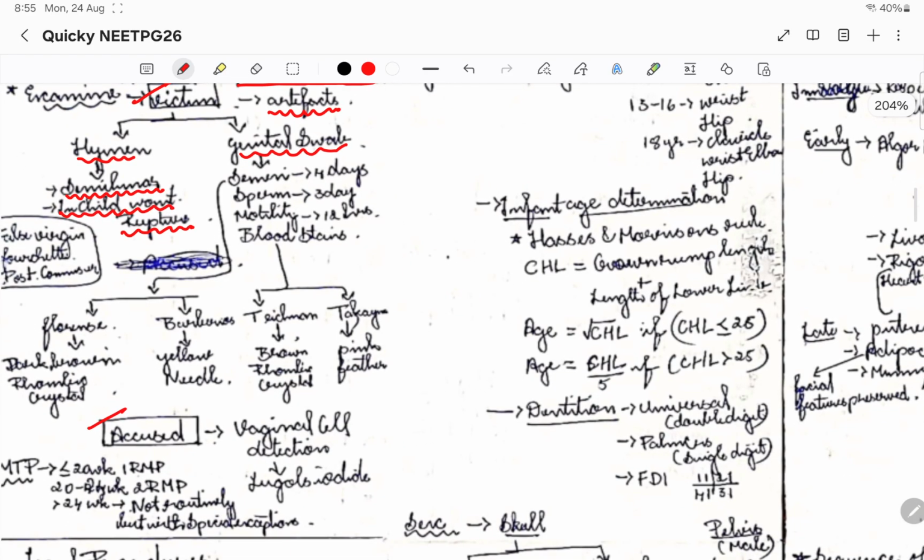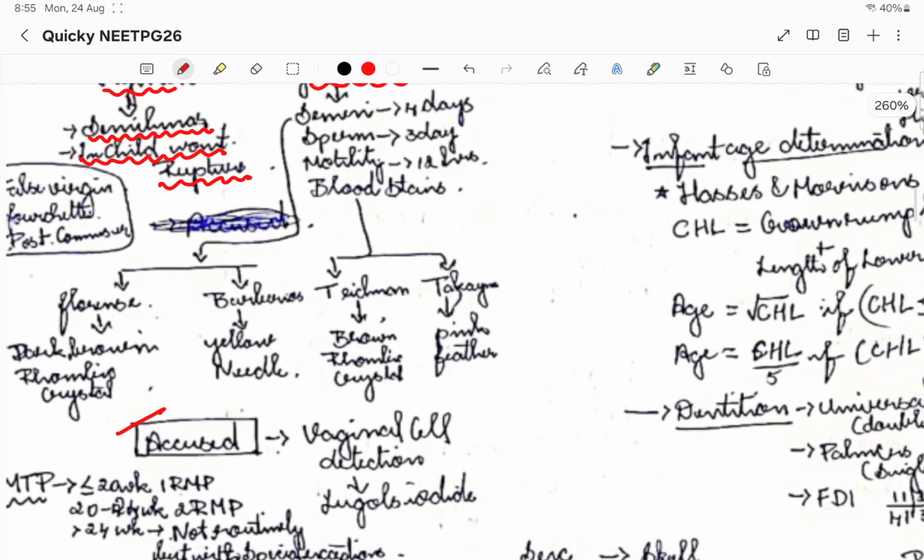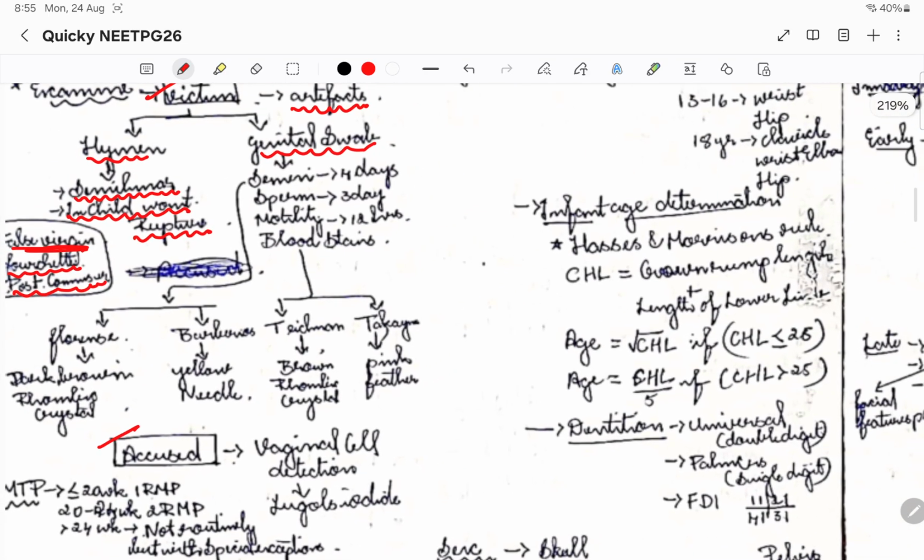Then there is something called a false virgin. Please remember that there's something called false virgin, where the fourchette will be the posterior commissure. Please remember that extra point.